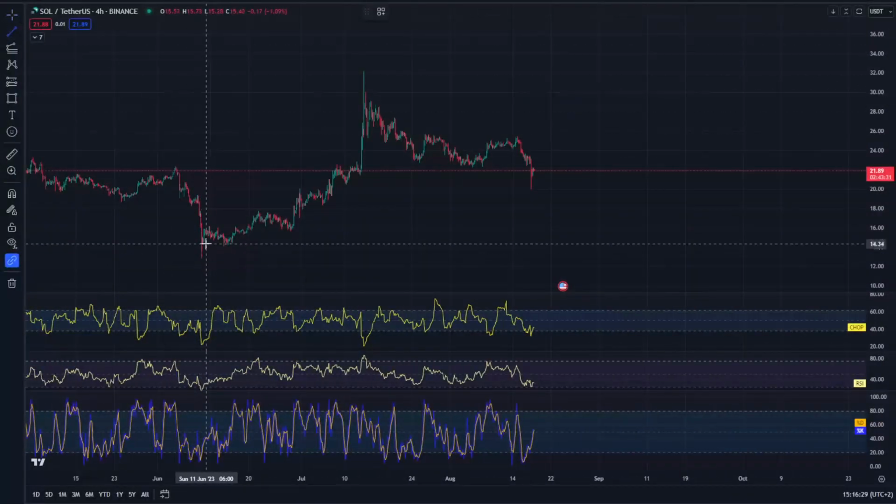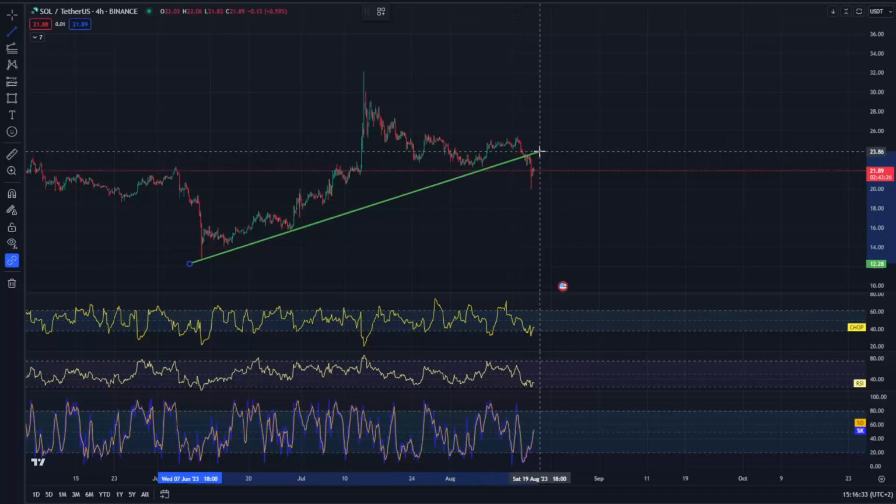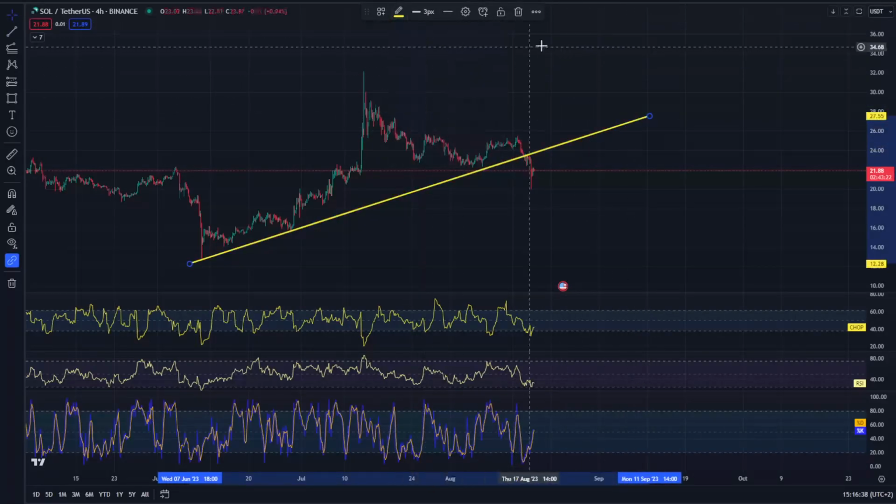As the third one, we will check the SOL chart on a 4-hour interval. As we can see, the price came out of the uptrend line along which we were moving.